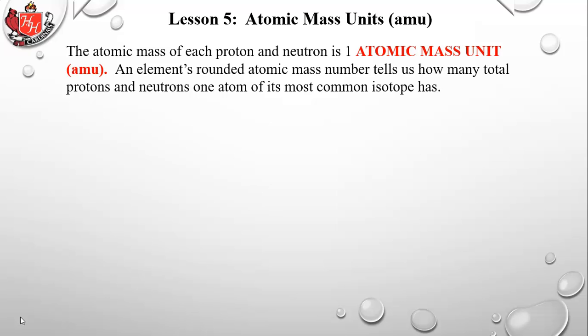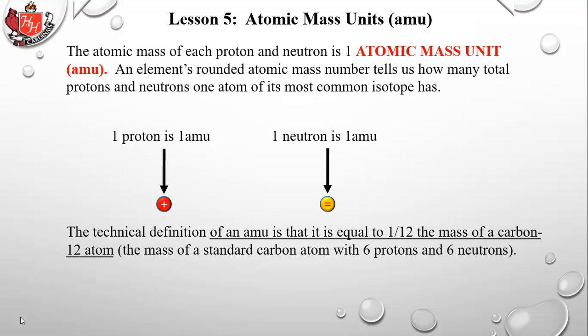An element's rounded atomic mass number tells us how many total protons and neutrons one atom of its most common isotope has. So you're going to see some examples of that. That last statement will make more sense. So 1 proton is 1 atomic mass unit. 1 neutron is 1 atomic mass unit.